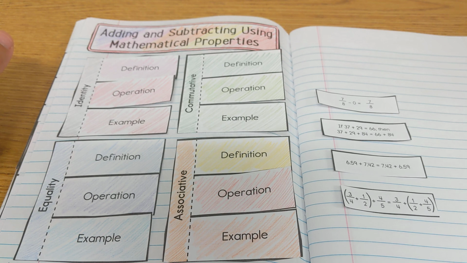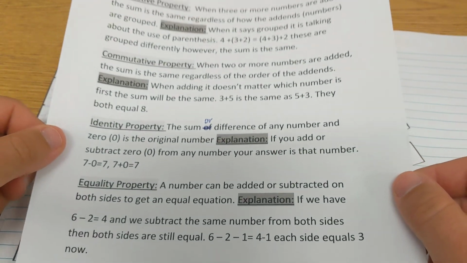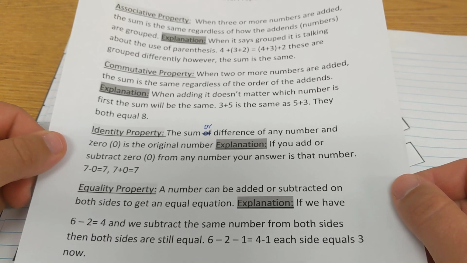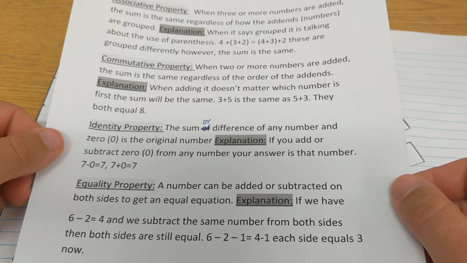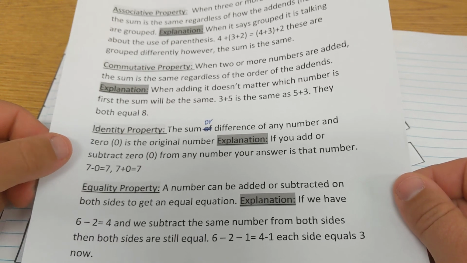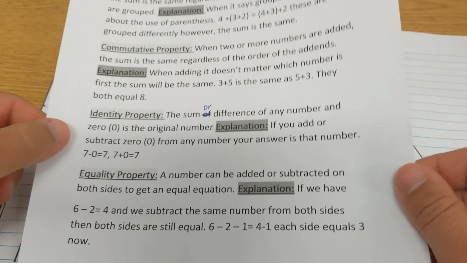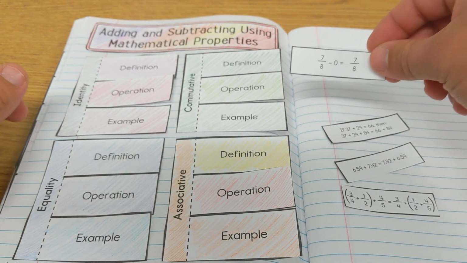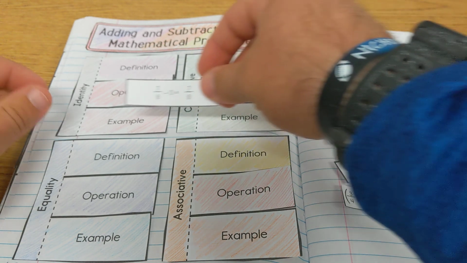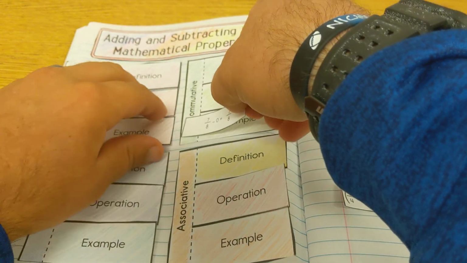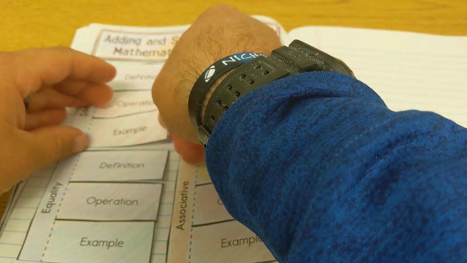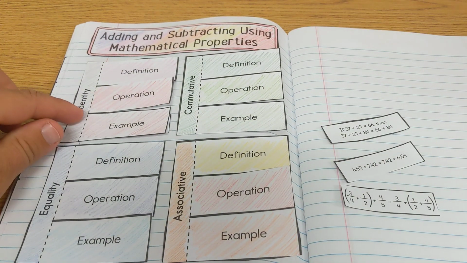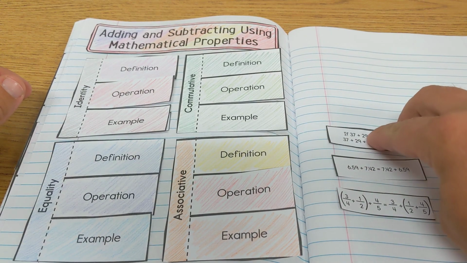Okay, so let's go back and look at our properties. Which one does it talk about adding or subtracting 0? All right, my thumb's right by it, right? The identity property. Okay, so we're going to take this example, because we're talking about adding or subtracting a 0, and we're going to glue it in right under that one, because that's identity. Okay, now let's look at the next ones.